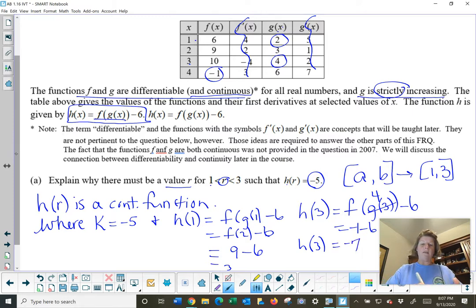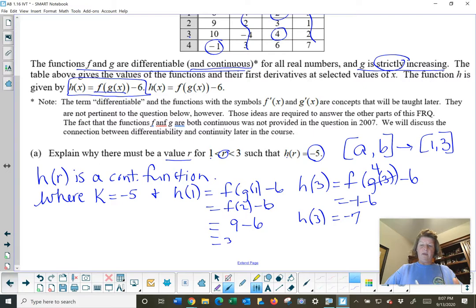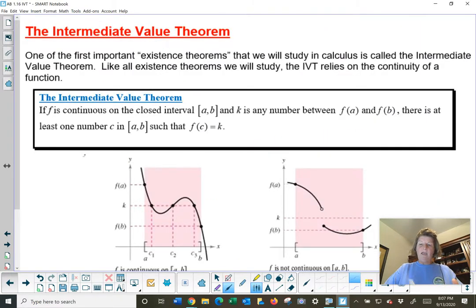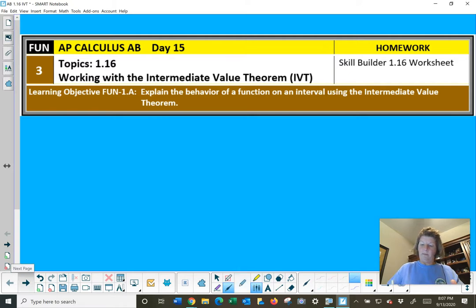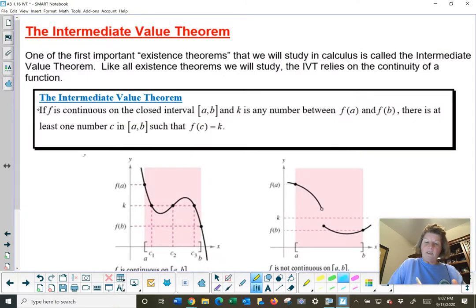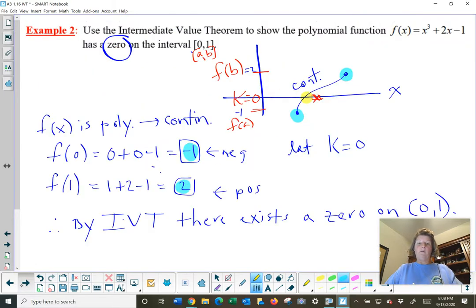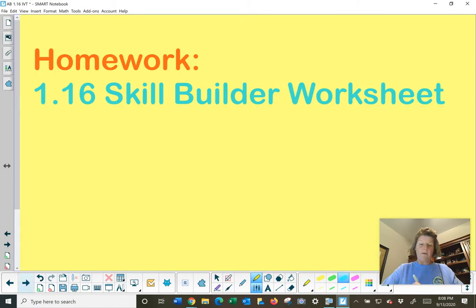Okay, so when I think about the IVT, I want to go back to IVT, I need to show that F is continuous on a closed interval, and K sits between F of A and F of B. Then there is a number C, or they're saying an R, such that that is true. So back to our problem. Just wanted to show you where all this is coming from.